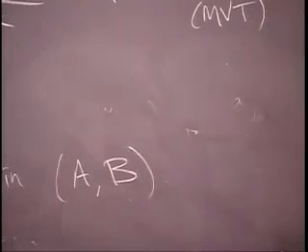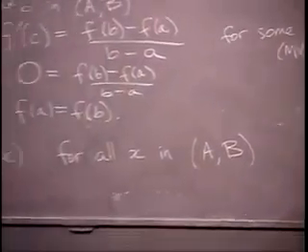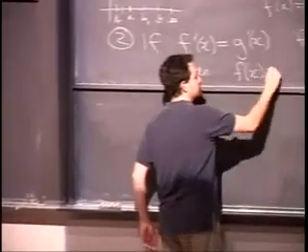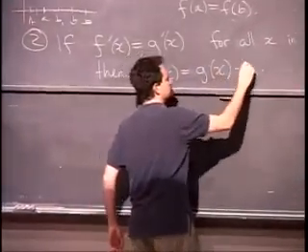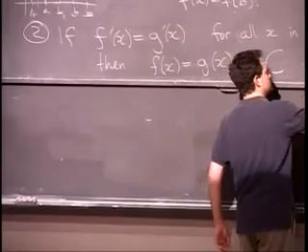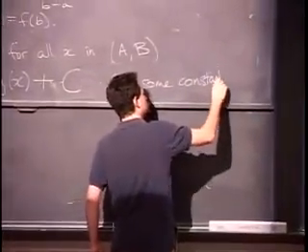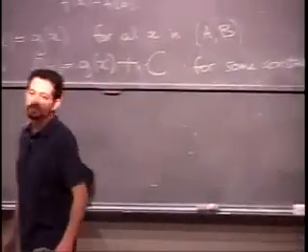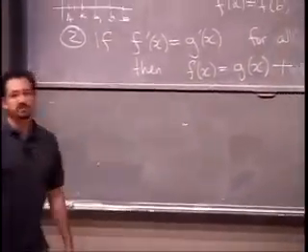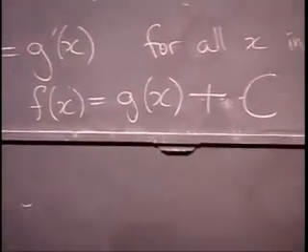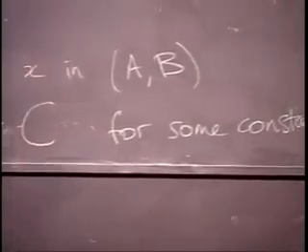They must be parallel. They don't have to be the same function. How do you get two functions to be parallel? You just add a constant. There is a constant c such that f of x is g of x plus c. Okay, so the curves are parallel. They're not necessarily the same, but they are vertically shifted from each other.